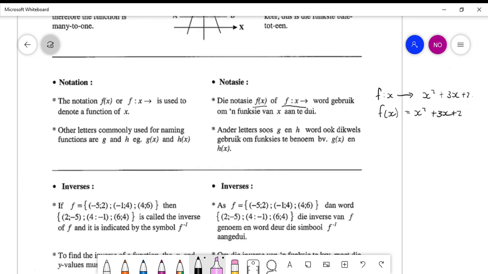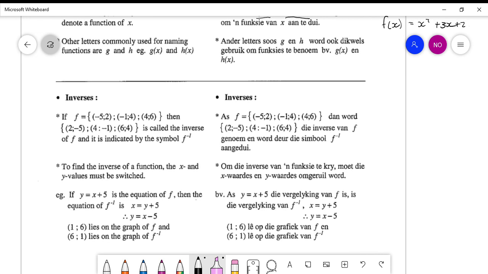Okay, good. And now, finally, ladies and gentlemen, we are getting to grade 12.